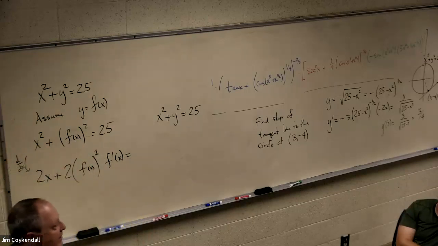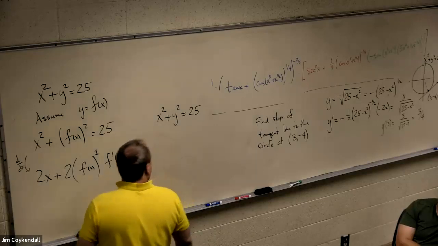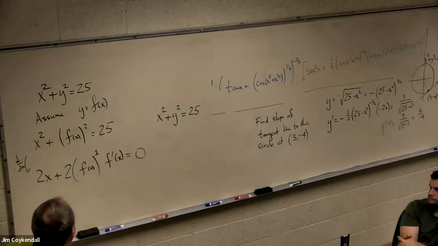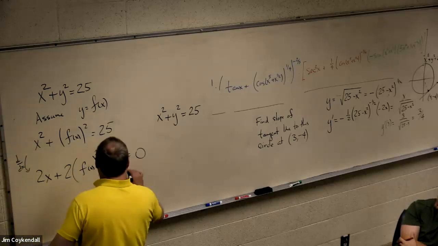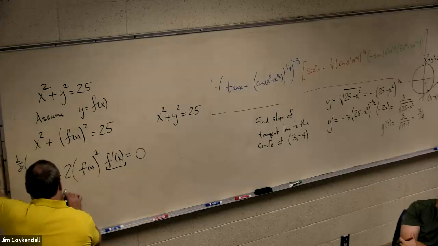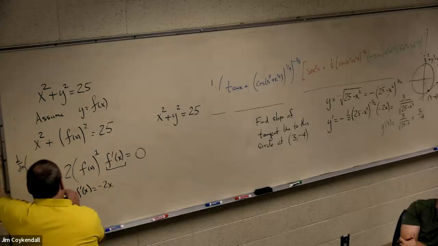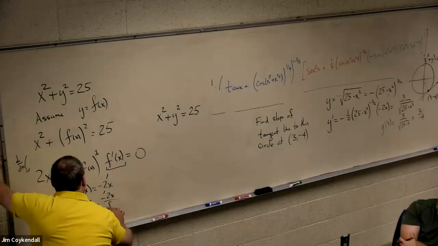And now what happens when I take the derivative of the other side? The derivative of 25 is 0. And now this allows me to solve for my f prime of x. So I get 2 f of x times f prime of x is minus 2x. By the way, I can cancel the 2's, so f prime of x is minus x over f of x.